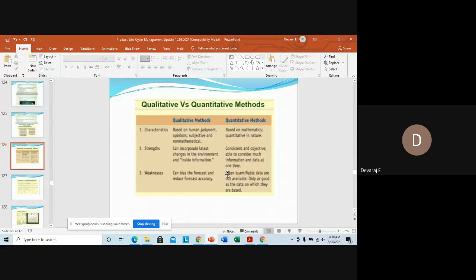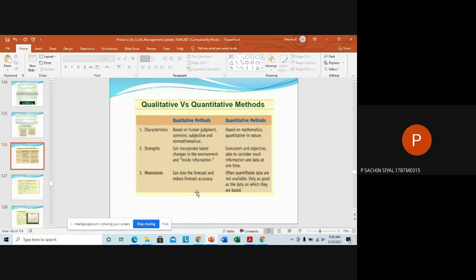And last is weaknesses. What are the weaknesses of the qualitative and quantitative methods? If you come to the weaknesses of the qualitative method, it can bias the forecast and reduce the forecast accuracy. What is the meaning of this? Student: Sir, you're saying bias for qualitative or quantitative? This is the qualitative method. See, qualitative can bias the forecast and reduce the forecast accuracy.